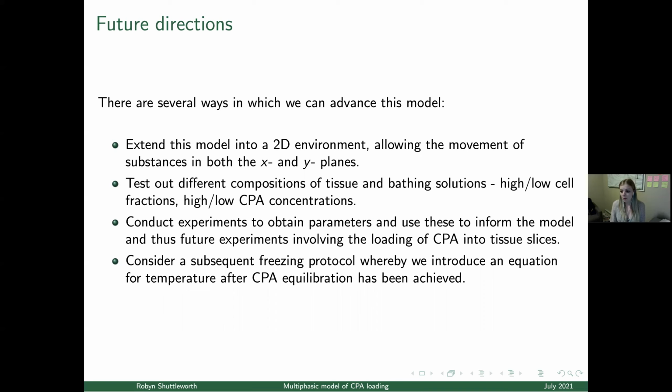And then finally, something which would be much further down the line, we could consider a freezing protocol within this tissue and within this model. We would introduce an equation here for temperature after we have reached CPA equilibration. And we can take a look at what happens to different substances as the temperature changes also.